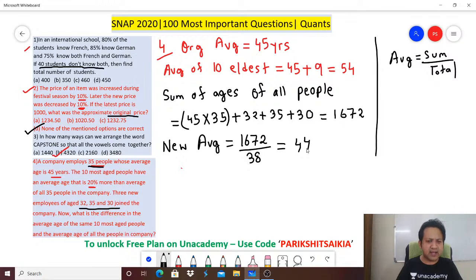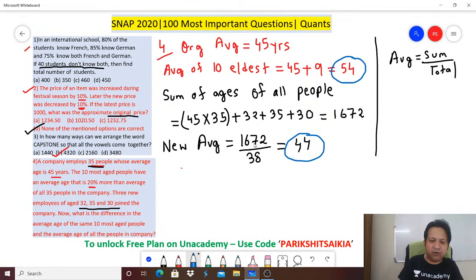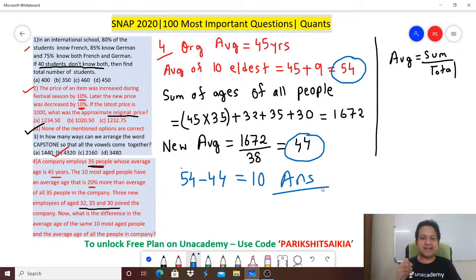Now I think you all got the answer. Question is asking what is the difference between the new average and the average of the 10 eldest. So the new average is 44. Average of the 10 eldest is 54. What is the difference? 54 minus 44 comes out to be 10. And that's your answer for the fourth one. Yes? Hello Amardeep. Hi. Any doubt in this?